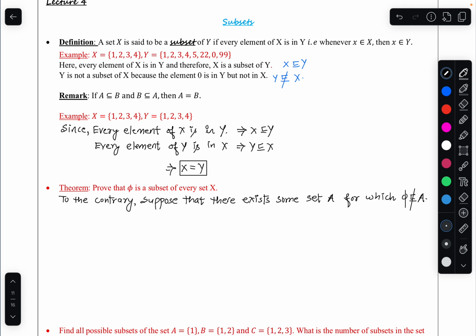Now, if I'm saying that phi is not a subset of A, that would mean, per the definition of subsets, when we say that X is a subset of Y, we basically mean every element of X is in Y. Now, if you are saying that X is not a subset of Y, that would mean there is something in X which is not in Y. So since we have assumed phi is not a subset of A, it would mean there exists an element in phi which is not there in A.